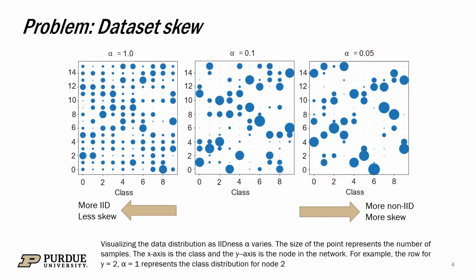In this work, we focus on addressing the performance drop from dataset skew. We show the dataset skew on screen with more skew as we move from left to right. In each image, the x-axis denotes the class and the y-axis the node number. The size of the circle visualizes the number of examples in each class. Hence, as we reduce the Dirichlet parameter alpha, the skew increases.